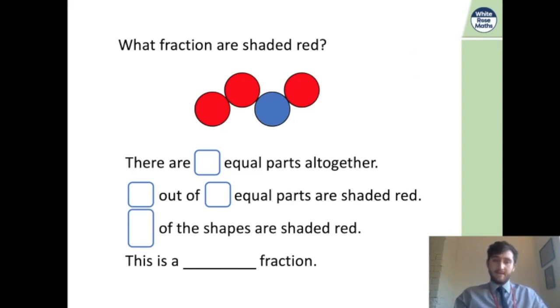Okay, so let's see, what fraction are shaded red? Well, I know that there are 4 equal parts altogether, and then I know that there are 1, 2, 3 out of 4 equal parts that are shaded red, so therefore 3/4 of the shapes are shaded red. Remember, we don't say 4 as a number in the denominator. When it's a 4, it's a quarter, so 3 quarters of the shapes are shaded red. And then, because my numerator is more than 1, it's definitely not a 1 there, it is then a non-unit fraction.